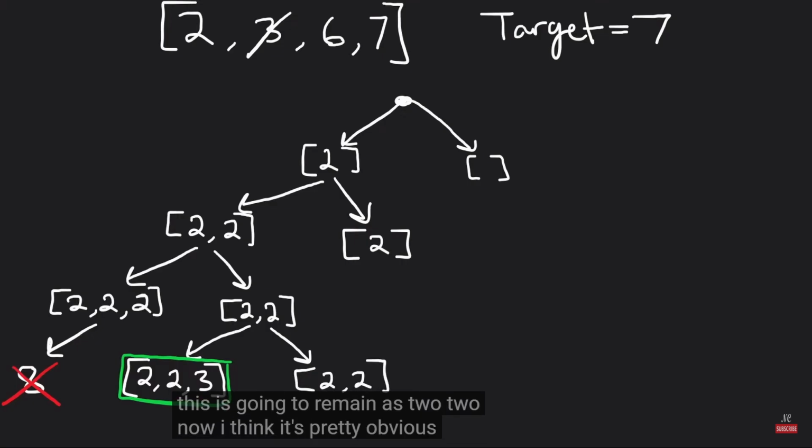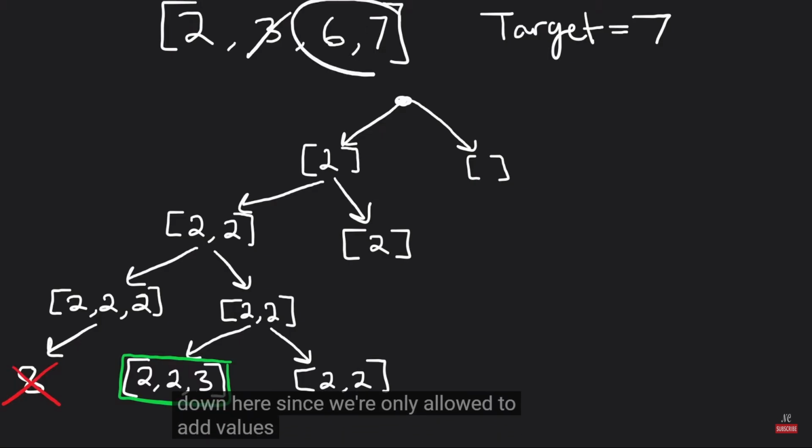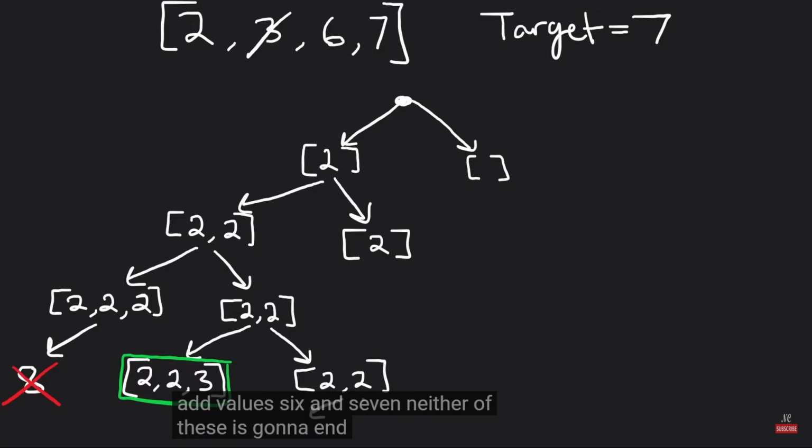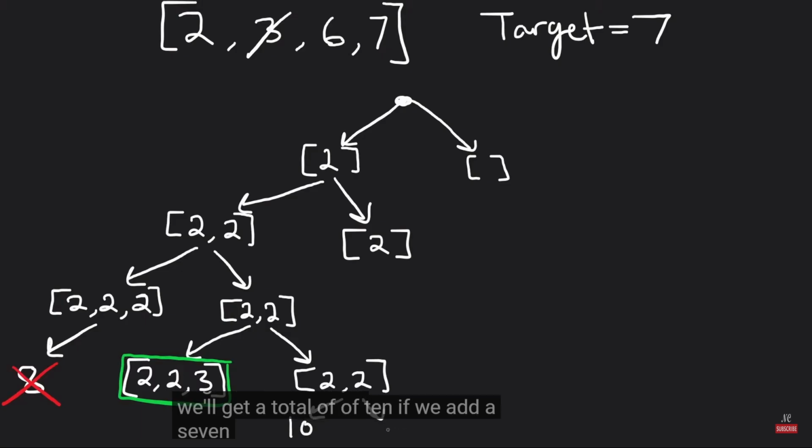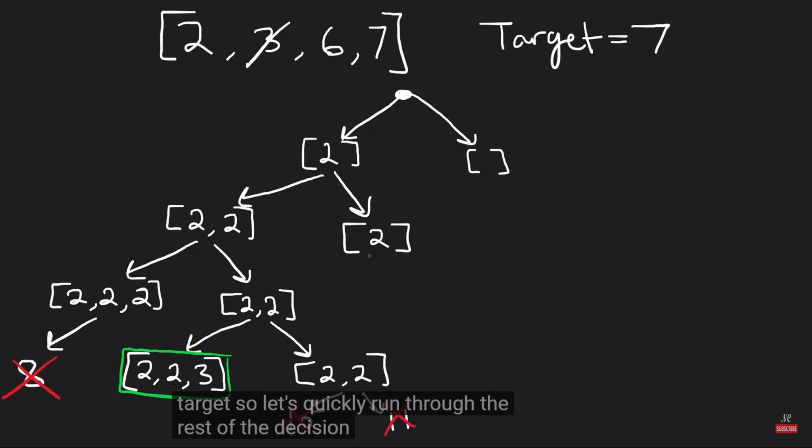Now, I think it's pretty obvious that down here, since we're only allowed to add values 6 and 7, neither of these is going to end up leading to the target. If we add a 6, we'll get a total of 10. If we add a 7, we'll get a total of 11. Both of these go over our target. So let's quickly run through the rest of the decision tree.